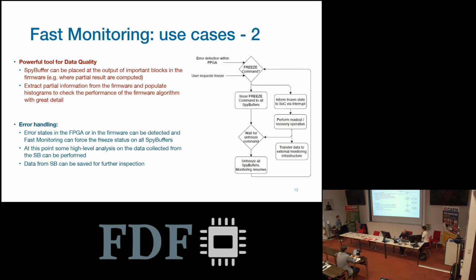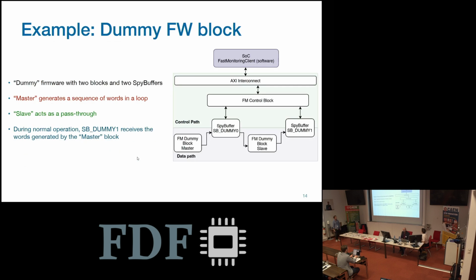And last but not least, because in principle you can imagine many applications of this simple logic, you can have some automatic error handling. For instance, if you have an error detection mechanism in your logic, this can be connected to the fast monitoring control block, and this can issue, for instance, the freeze command to all the Spybuffers and trigger some interrupt that then tells your server to download a copy of all the content of all the Spybuffers, which lets people debug what is happening and can be kept for inspection.